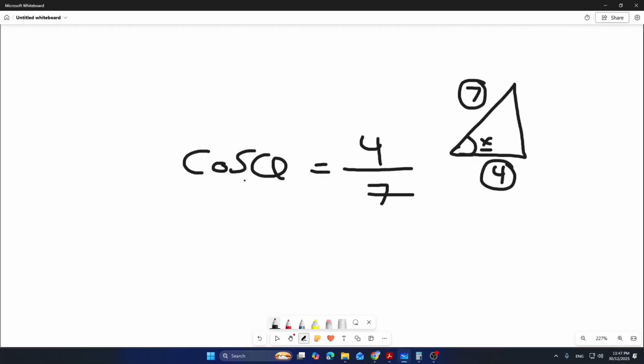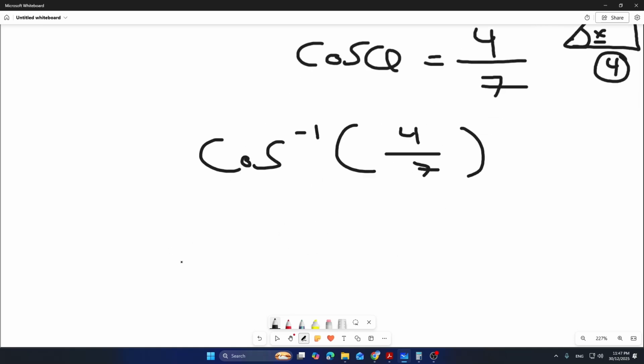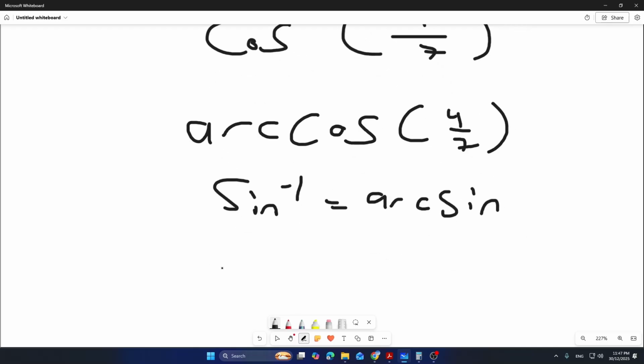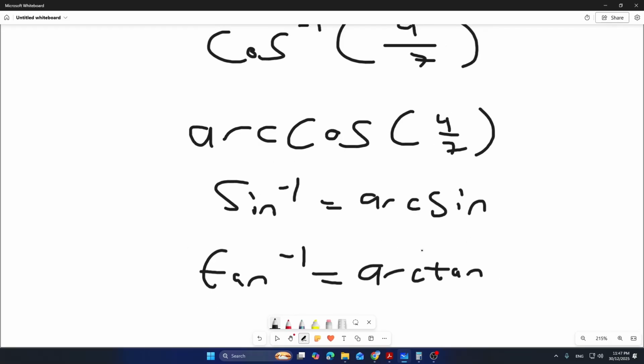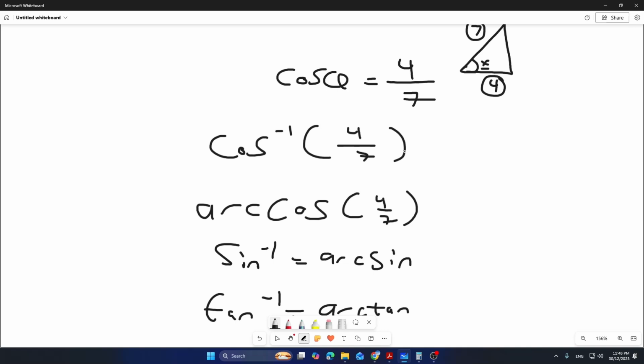And to find the angle, you're going to do something called cos inverse of 4 over 7. Or, in A-level terms, we call it arc cos, which is the same as cos inverse. Sine inverse is the same as arc sine, and tan inverse is the same as writing arctan. So you can use anything you want. This looks more fancy, that's it. So cos inverse 4 over 7 will give you the angle x if you put it in the calculator.